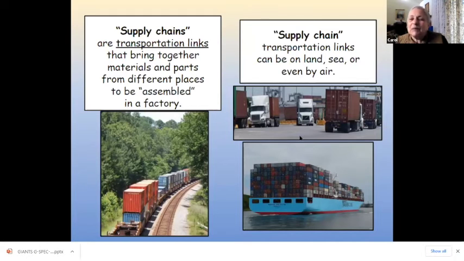To talk a little bit more about supply chains, in order to bring all those parts together from long distances, that's what happens today. Parts travel in containers on trains. They travel on trucks, in the back of trailers and containers on the backs of trucks. Parts even travel across oceans in what are called containers.